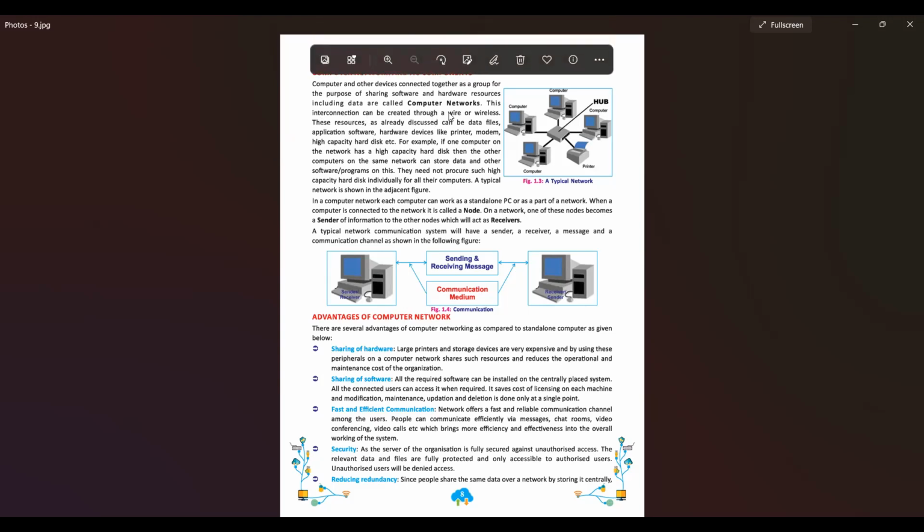This interconnection can be created through wire or wireless. Nowadays, students, 80% or 90% of connections are wireless, but wired connections are also possible. These resources can be data files, application software, hardware devices like printer, modem, high capacity hard disk, etc.